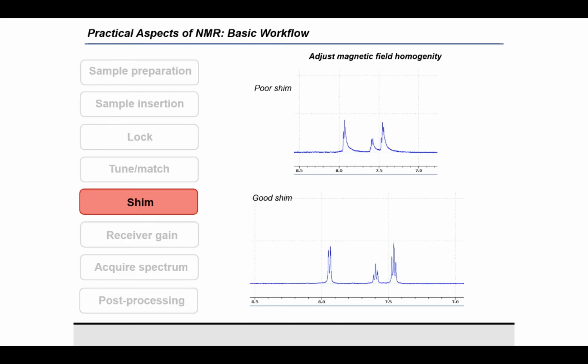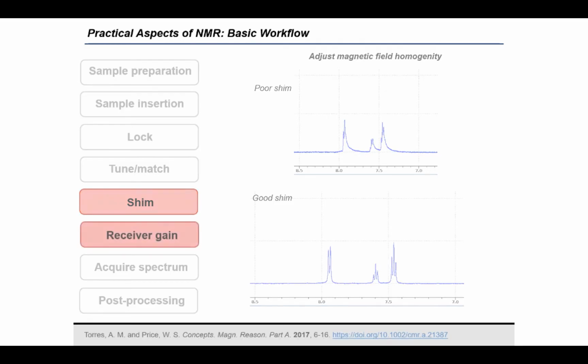Now this needs to be done for each individual sample, because things like how much solvent you've put in, what type of solvent you're using, what kind of molecule you're looking at will all very slightly affect the homogeneity of the magnetic field. And so here you can see the same sample before and after I've shimmed it, and you can see a massive difference in the quality of the spectra.